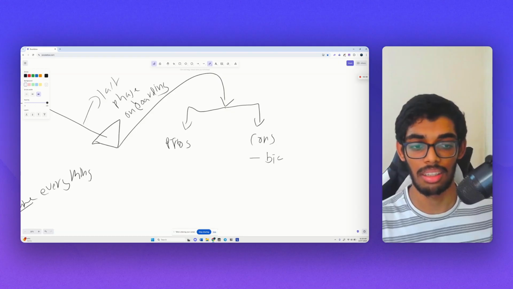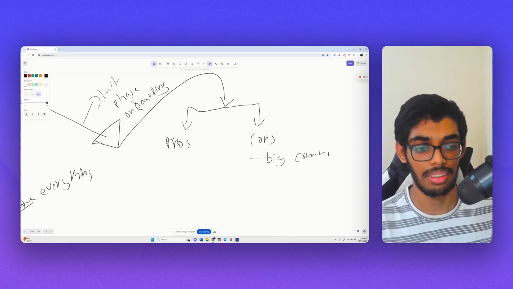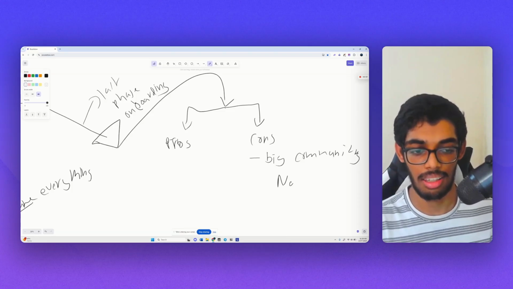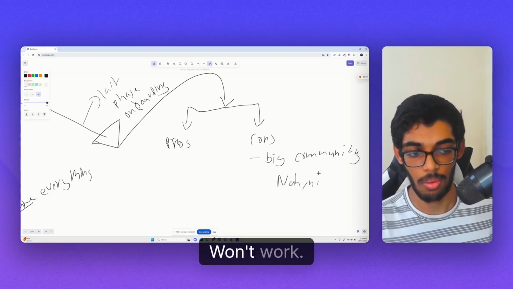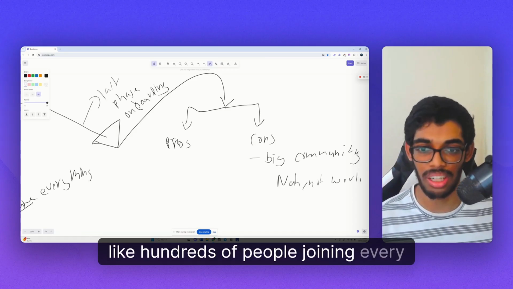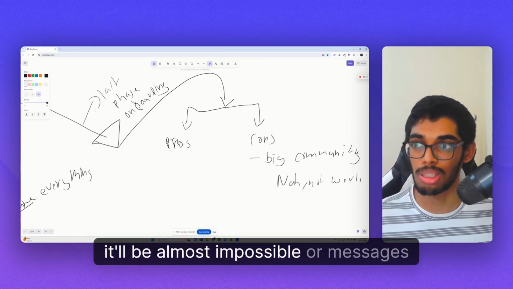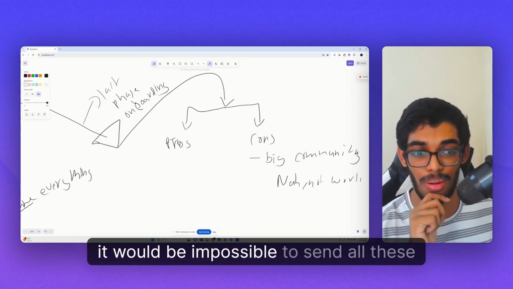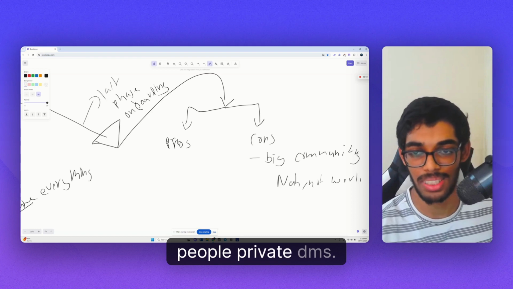A big community, it won't work. It won't work because imagine you have hundreds of people joining every day. It'll be almost impossible. All the messages would be generic in most cases. Right? It would be impossible to send all these people private DMs.